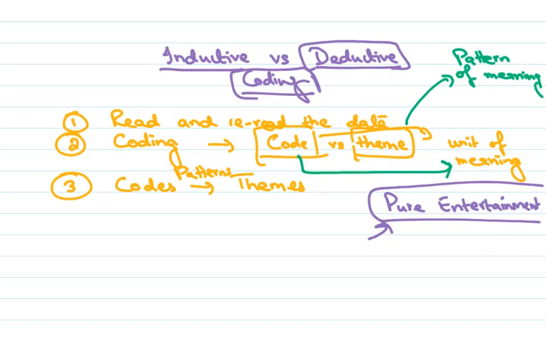Certain researchers use a combination of both of these approaches. So what they do is that they start off with deductive coding, but then they allow new codes to emerge from the data set as well. So a combination is always also possible, right?